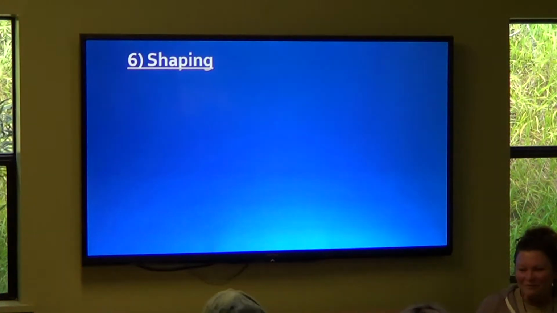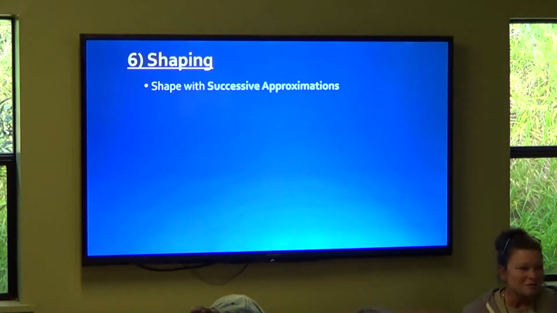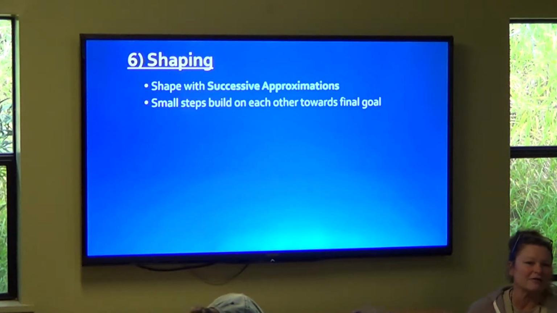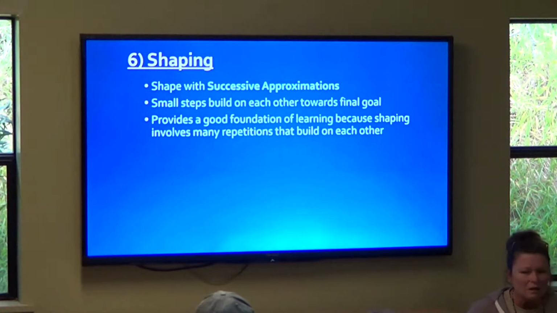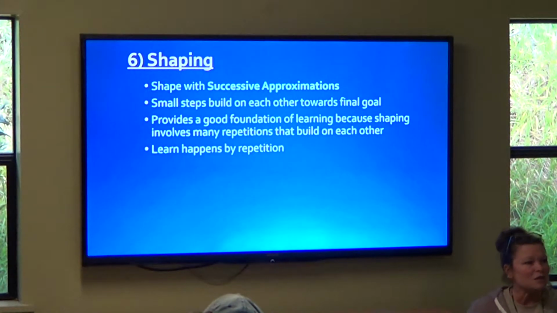Okay, so let's delve into shaping a little bit. I think this will be familiar to most of you, but shaping does involve taking the behavior and breaking it down into lots and lots of small steps, and those small steps are referred to as successive approximations. Because you have all of these small steps leading towards your final behavior, you create a really solid foundation of learning for the animal. They're repeating behaviors or repeating aspects of the behavior over and over. We all learn by hearing things, seeing things, doing things more than once.